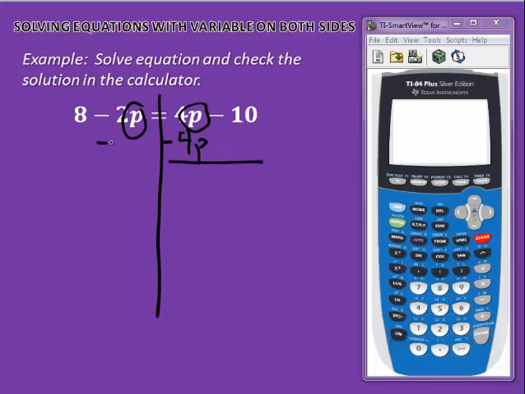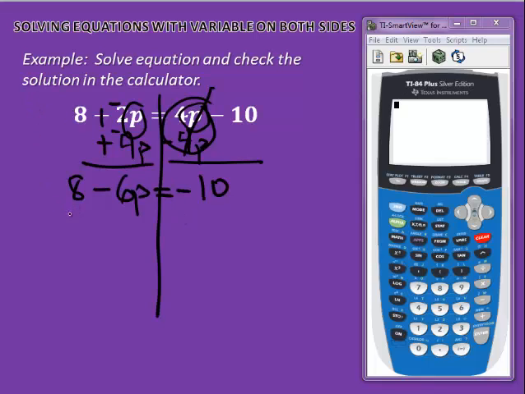I have to do that to both sides. Now these make 0, and I'm left with negative 10 on the right. And on the left, I have 8. Now this minus makes that plus a negative. So they're both negative, so I'm going to have minus 6p.